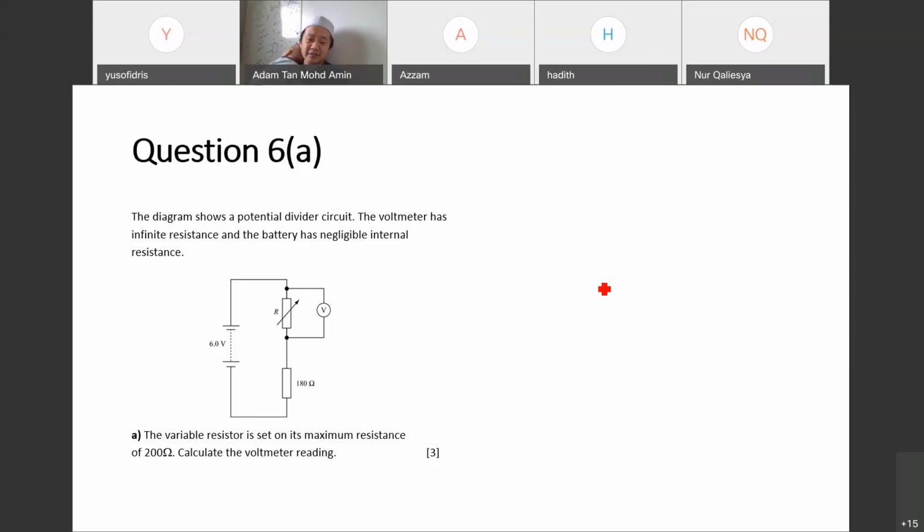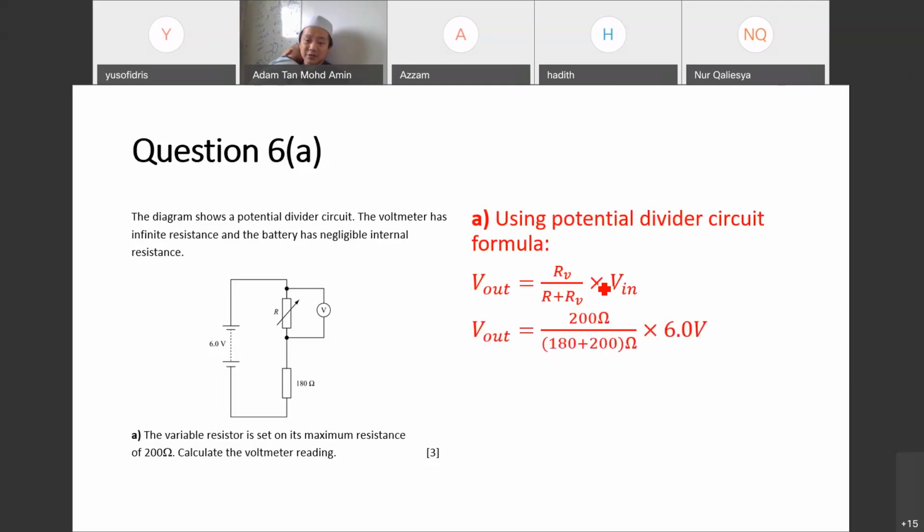For this one you can use the potential divider formula or you can do it manually. I just use the formula because it's easier. So V out equals R_V over R plus R_V times V in. Substitute the values, so you get V out approximately equal to 3.2 volts. Yes, because the potential is divided between two resistors. Resistor 1 is 180 ohms, then we have the variable resistor set at 200 ohms initially.